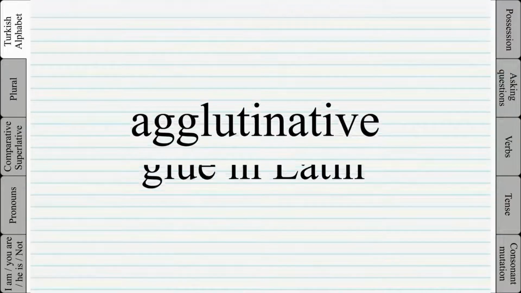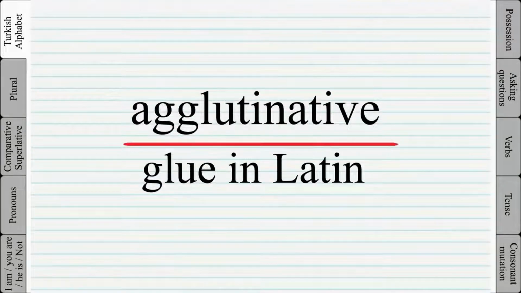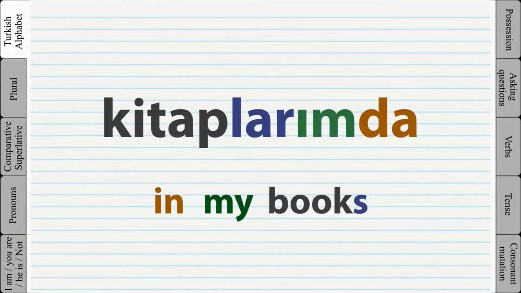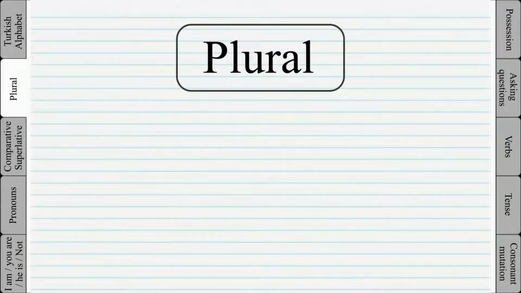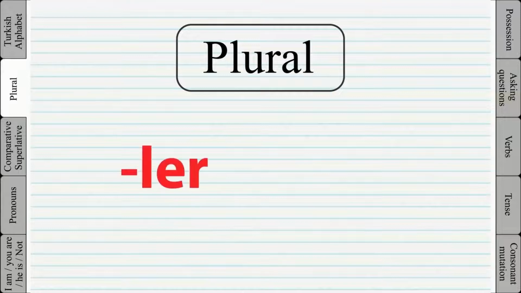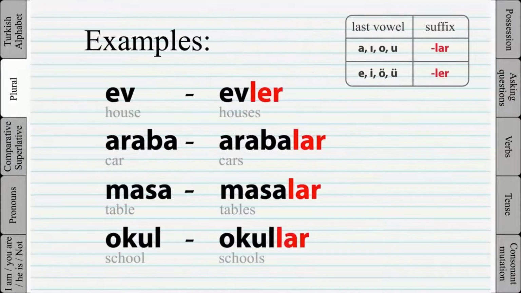Agglutinative, meaning glue in Latin, means that you are just gluing words together. You are just adding prefixes and suffixes instead of using isolated words. Example, kitaplarımda, in my books. As you can see, in English, 3 separate words are used, while in Turkish, they are all glued to each other. To make a word plural, we add either ler or lar. Which one to use depends on the last vowel of the word.